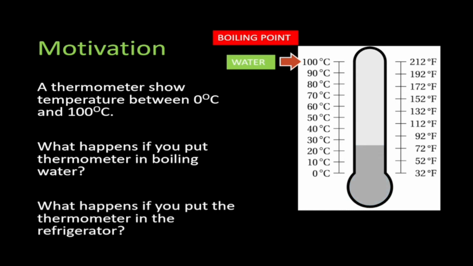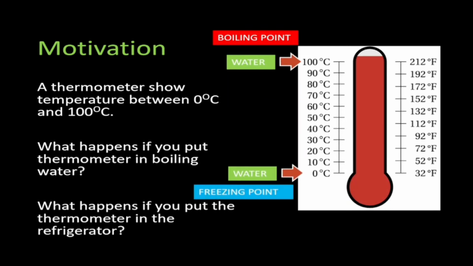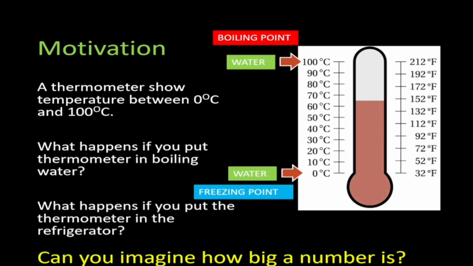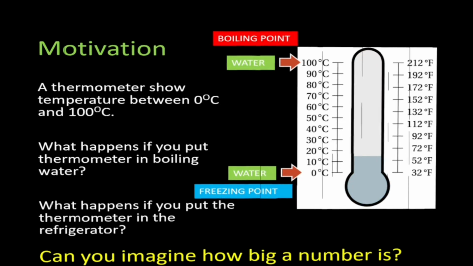Then what happens if you put the thermometer in the refrigerator? Then the freezing point of water is at 0 degrees Celsius. So from here, can you imagine how big a number is? And that's what we're going to figure out for today's lesson.